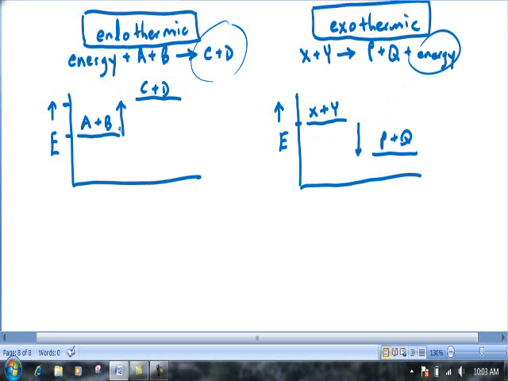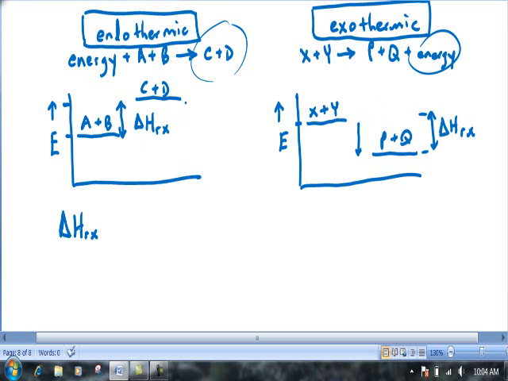The difference in the energy level between reactant and product on our diagram is known as the change in enthalpy of the reaction. So in both circumstances here, for the change between reactant and product, this will be known as the change in enthalpy of the reaction.